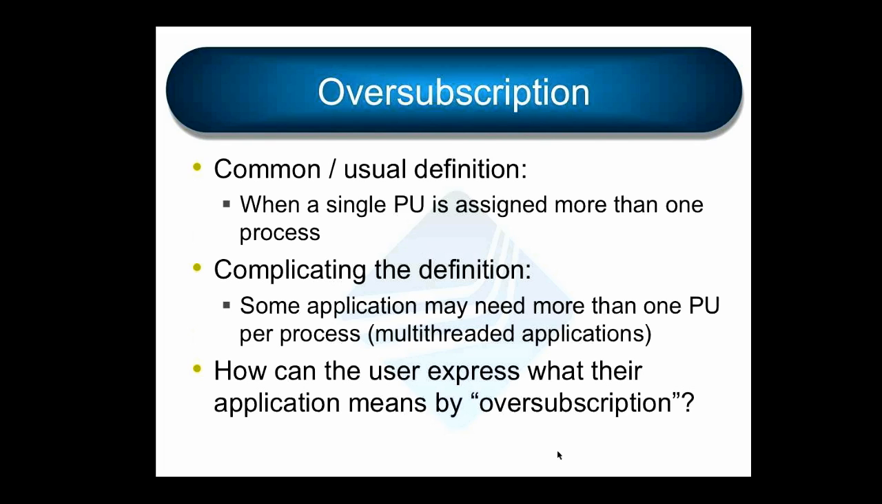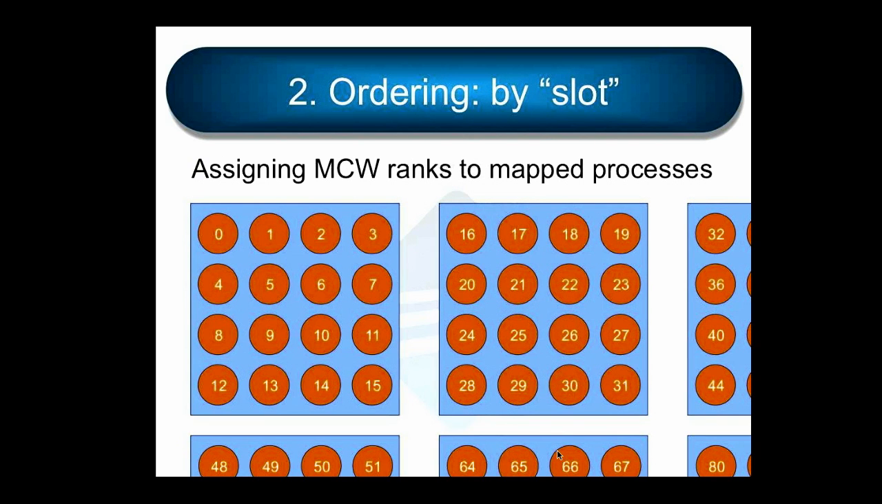So something that took us a long time to figure out was how can you quickly and succinctly and correctly specify what you mean by oversubscription? And I guess I'm not going to answer that in this slide. I'll come up to that in a second. Next, if you recall, I said we do mapping and then binding and then ordering. I'm sorry, mapping, ordering, and then binding. So let's talk about ordering here.